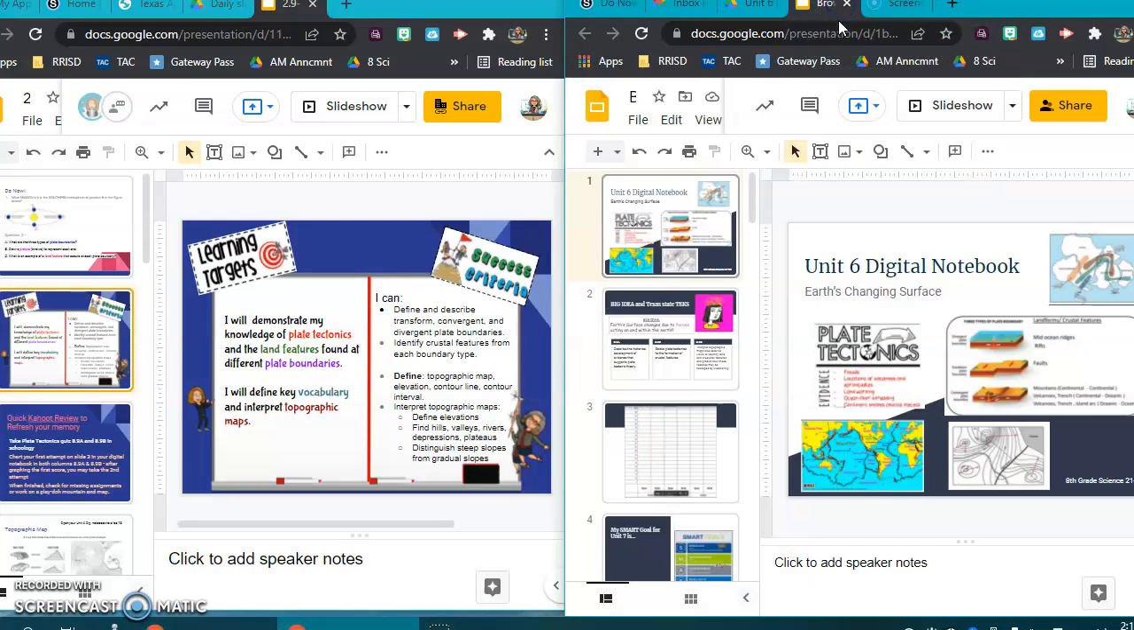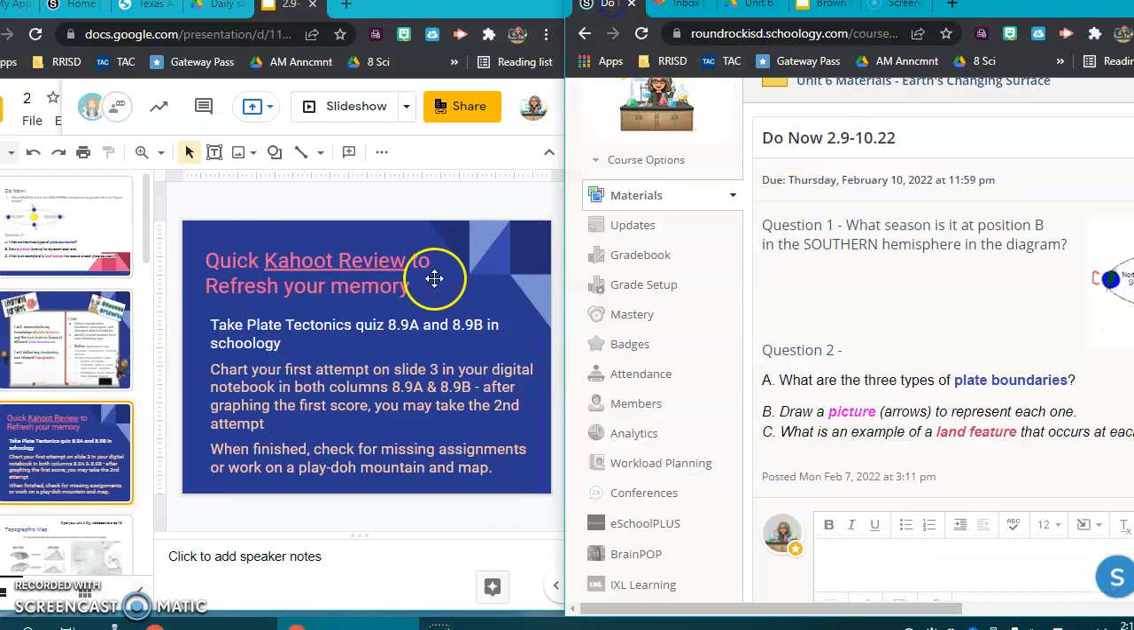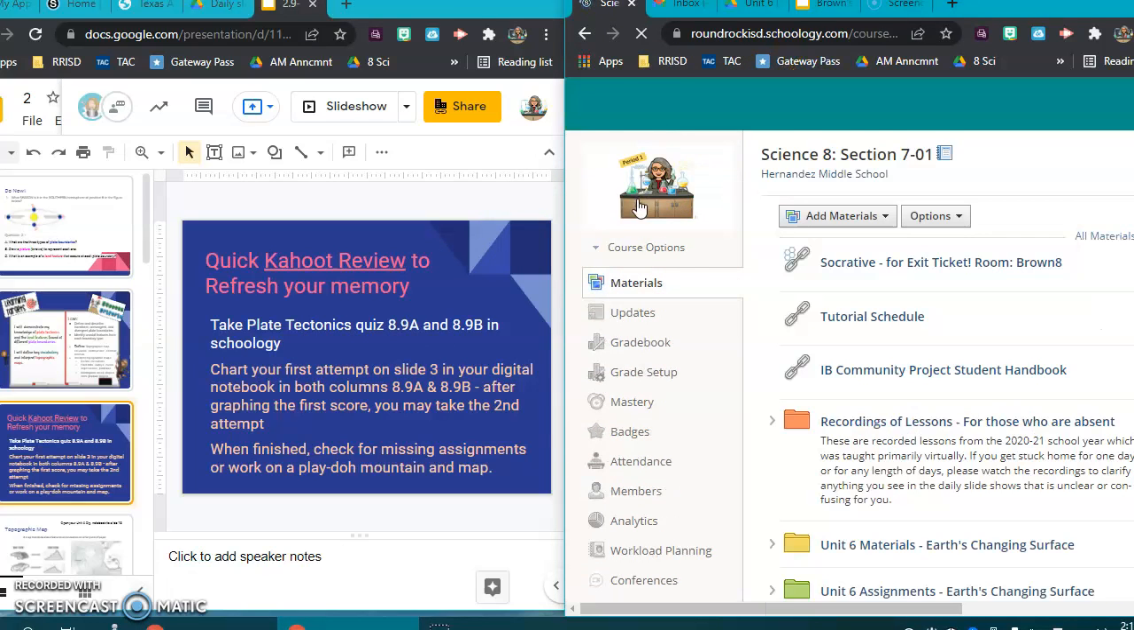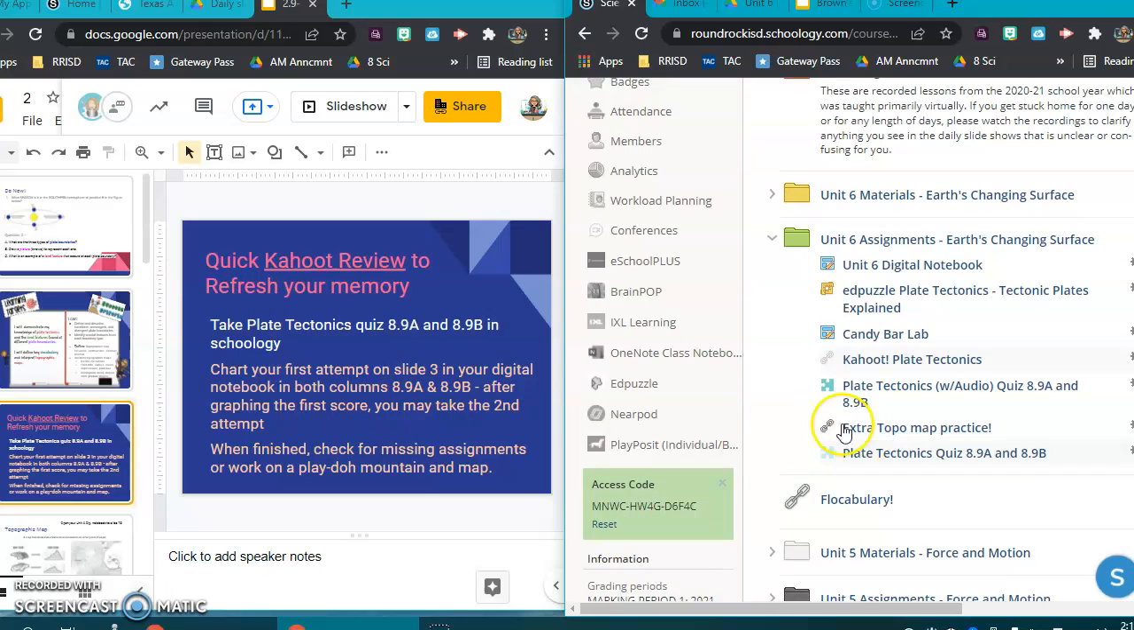So now I'm going to flip on my right side to my digital notebook because we're going to do this first. Oops, sorry. We're going to go back to Schoology. My bad. So we're going to go back to the materials, to where it says materials on the left side. And right here, you're going to go into the Unit 6 assignment, and you're going to do the plate tectonics quiz with audio. So you do that one there.